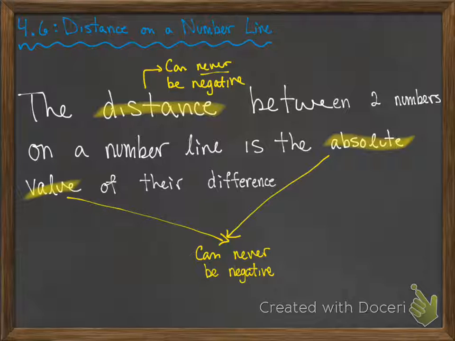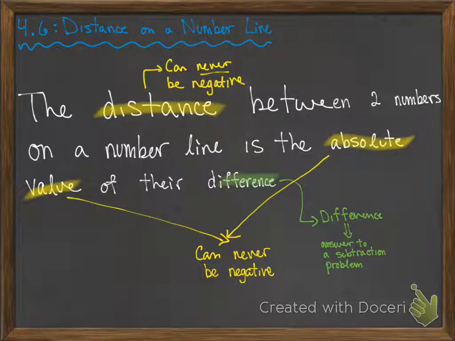So distance and absolute value are tied together intricately. And then we also have the word difference hidden in here. Difference is the answer to a subtraction problem. So basically, we have two numbers on the number line, and I want to find the distance between them. I'm going to subtract them and then take the absolute value of that subtraction problem. So let's look at a couple examples.